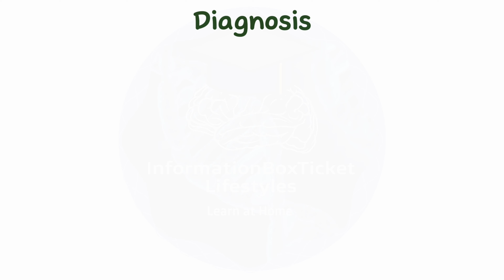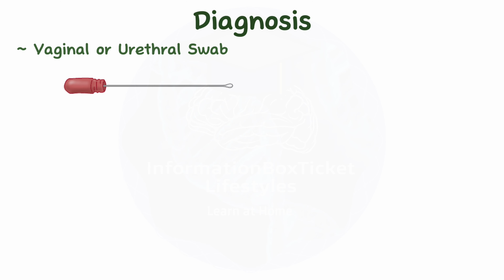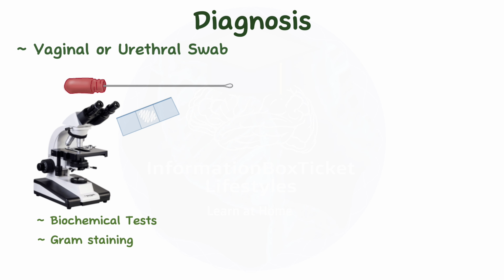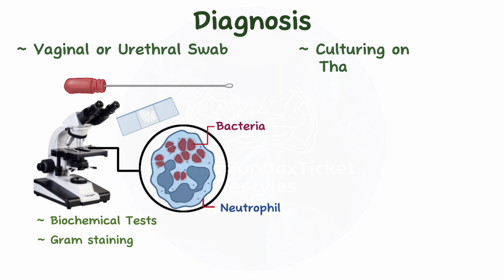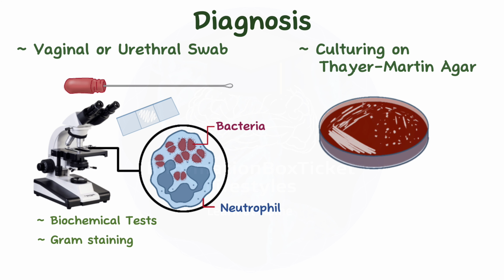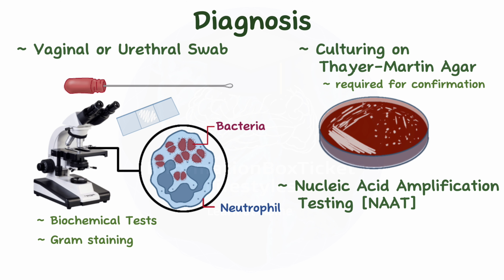Diagnosis is usually carried out using a vaginal or urethral swab, which is then smeared onto a slide for biochemical tests, and gram staining, revealing pink, coffee bean-shaped bacteria inside neutrophils. Culturing the bacteria on Thayer-Martin agar is required for confirmation, but nucleic acid amplification testing, NAAT, can also be performed. This method identifies the bacterial genetic material.